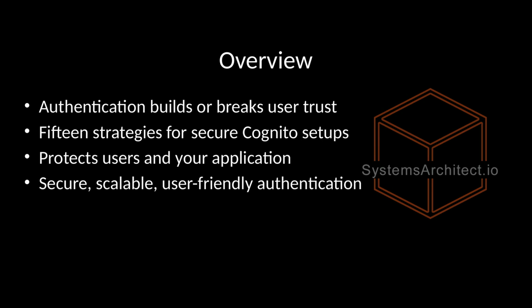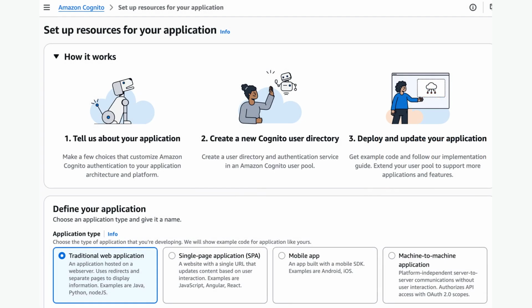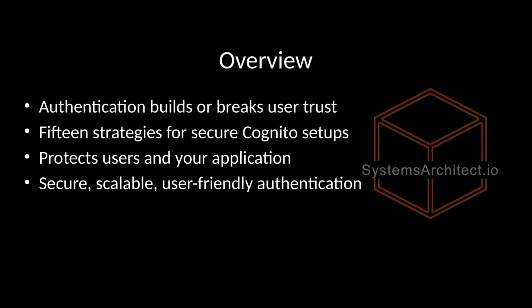And Amazon Cognito is the service that decides which one happens. Getting authentication right protects your application and your users, while getting it wrong invites account takeovers, compliance headaches, and frustrated customers abandoning your sign-up flow. This article walks through 15 strategies for using Amazon Cognito to build authentication that is secure, scalable, and genuinely pleasant to use.